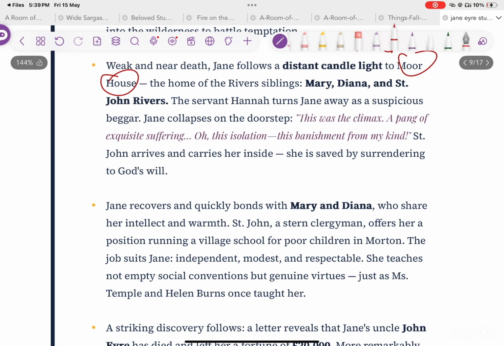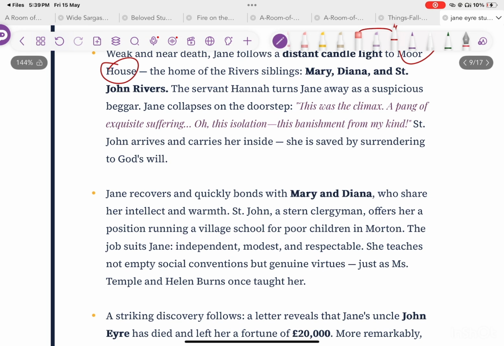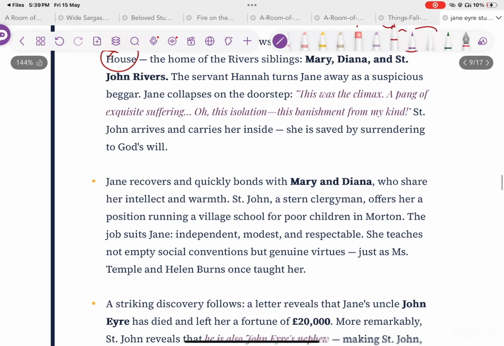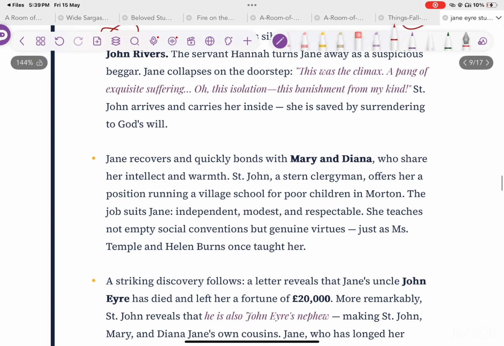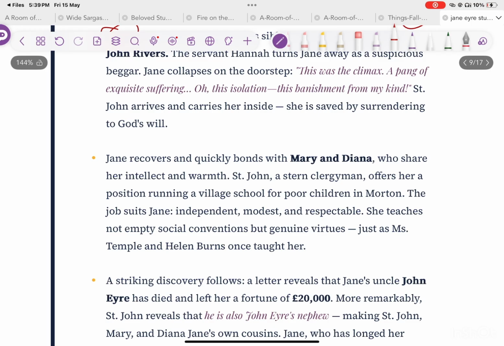This was the climax, a pang of exquisite suffering. "Oh, this isolation, the banishment from my kind." St. John arrives and carries her inside. She is saved by surrounding God's will.